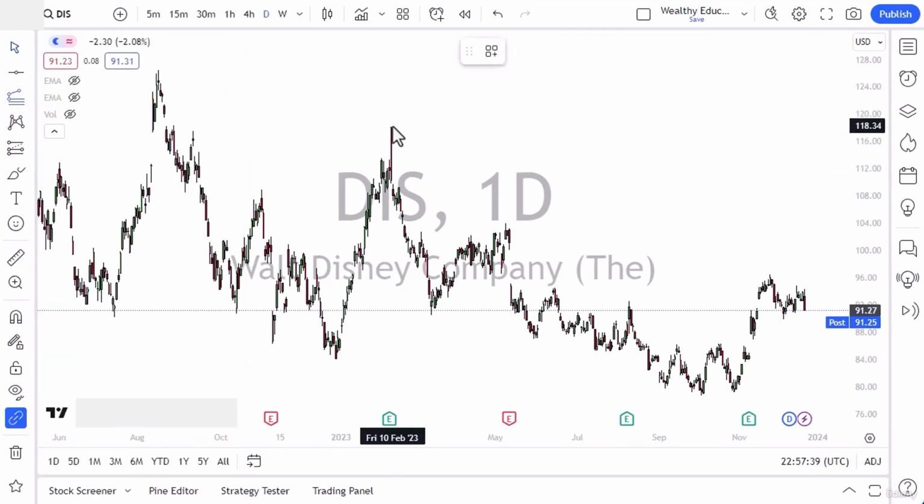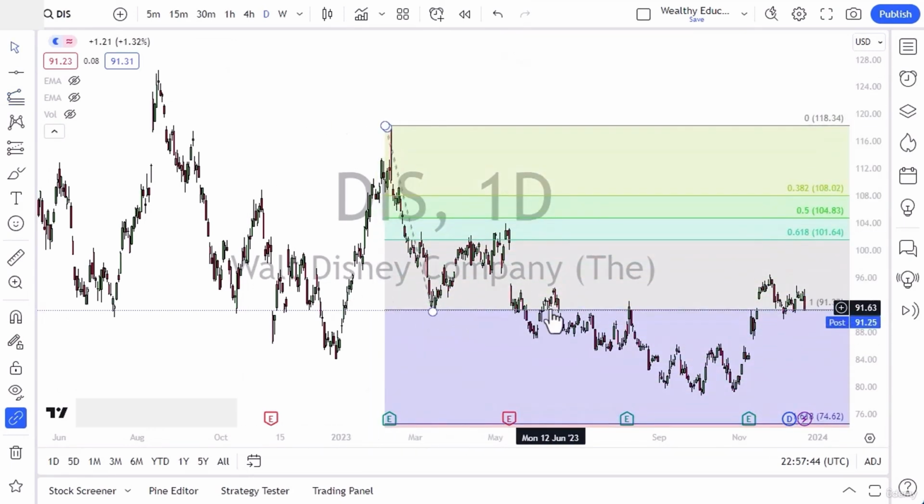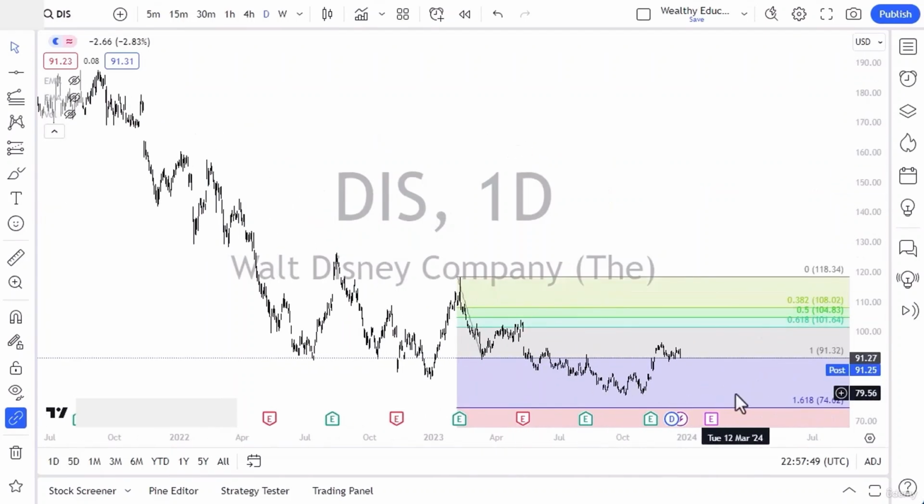Let's go ahead and say you saw this big sell-off in Disney and you wanted to join. Well, right here's where we broke down. So when you break down below here, the idea is that you could get down to $74.62. We don't know that it will happen, but that would be the prediction that it shows.